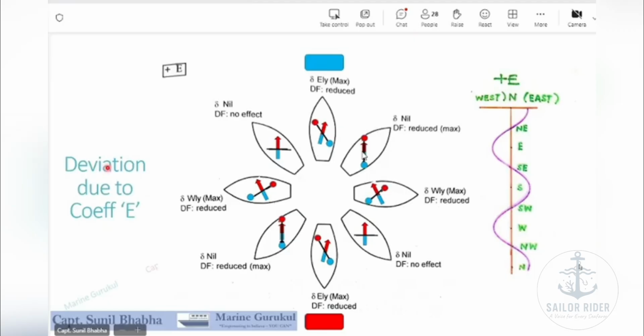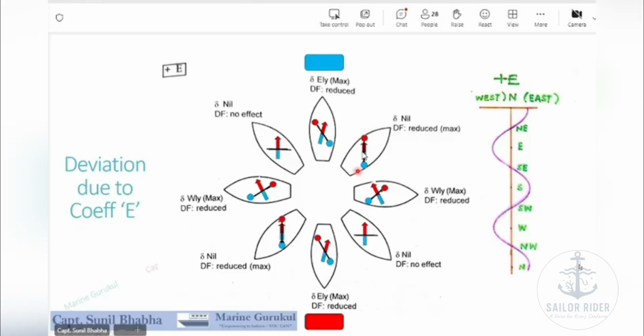Let's now see the deviation generated because of this structure. So let's first have a look with the ship on a northeasterly heading. When the vessel is on a northeasterly heading, this structure is perfectly aligned with the magnetic field line of the ship, thus generating very strong poles at both the ends of the soft iron structure. But these poles are exactly north and south of the compass location, thus generating no deviation at all.